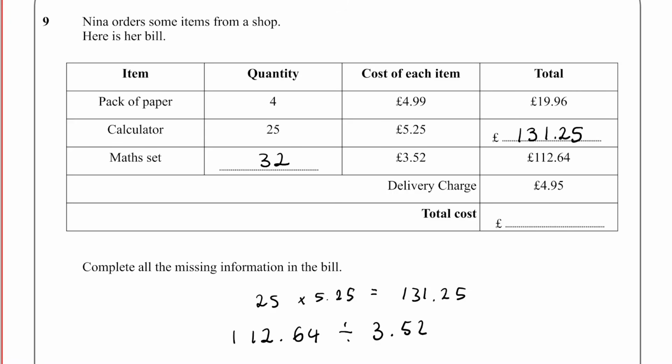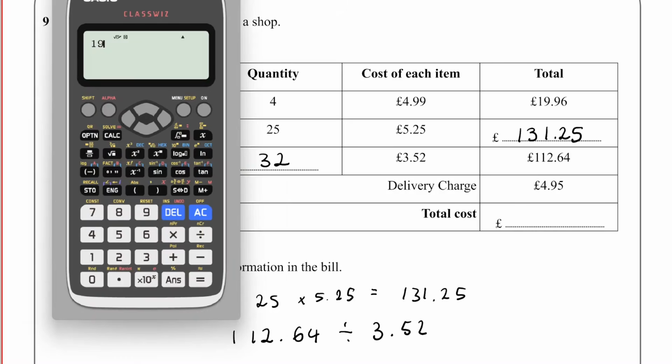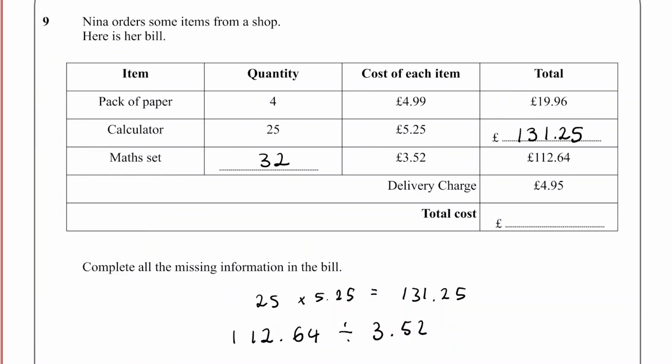And the total cost, we need to add up all of the items. So 19.96, 131.25, 112.64, and the delivery charge, which is 4.95. So we get a total of £268.80.